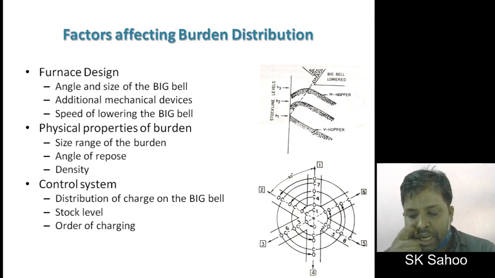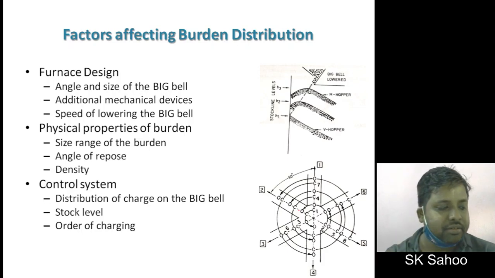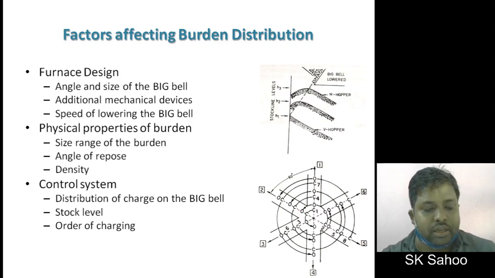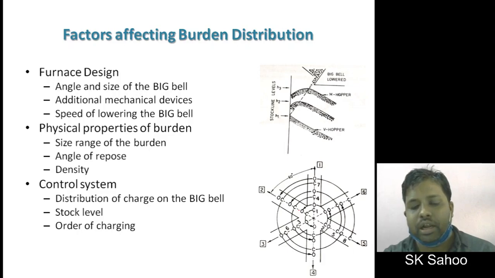Then additional mechanical devices. What are the additional mechanical devices which improve our burden distribution? One example is your pole with bell-less top. The bell-less charging system proved to be beneficial for high top pressure in modern blast furnaces. Another is what has been practiced by Tata Steel, that is the moving throat armor, and proved to be coke saving.